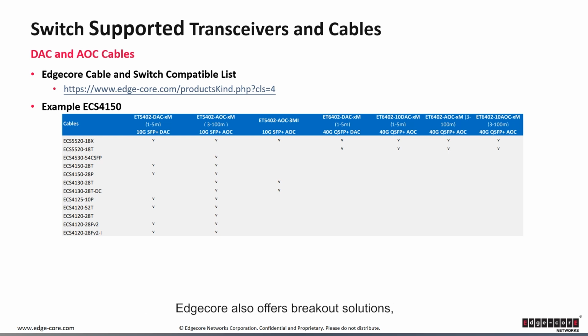Edgecore also offers breakout solutions. For example, one 400 giga divided into four 100 giga connectors, one 100 giga divided into four 25 giga connectors, or one 40 giga divided into four 10 giga connectors that comply with industry-standard networking regulations.